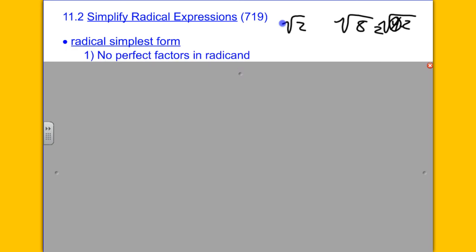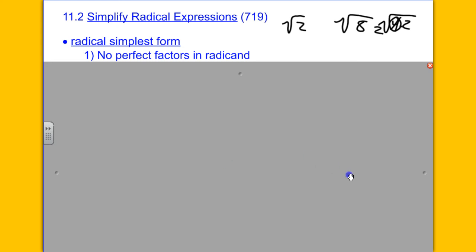Isn't 1 a perfect square though? 1 is not part of our prime factorization, is it? Because 1 is not a, what kind of number? It's not a prime number. We could pull out 1s all day long. We could do 1 times 1 times 1 times 1, forever. And so when we are factoring, when we're doing our prime factorization, we're looking for prime numbers, okay? So no perfect square factors inside the radicand.